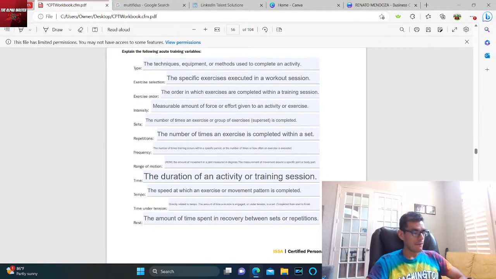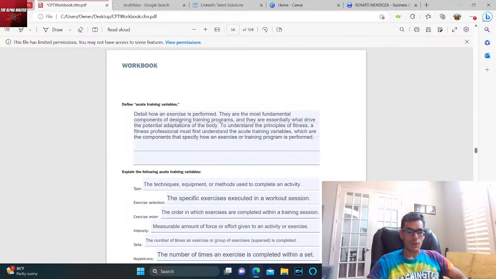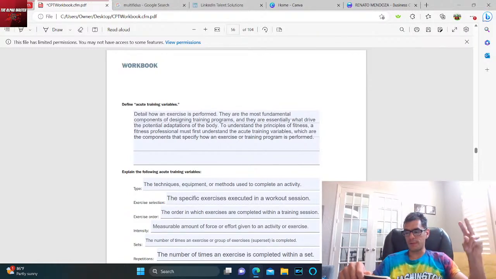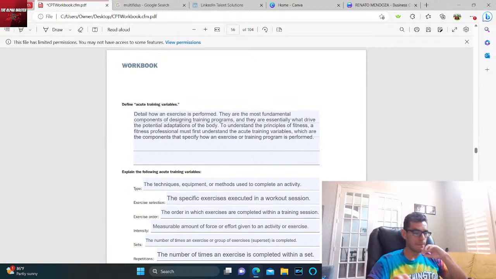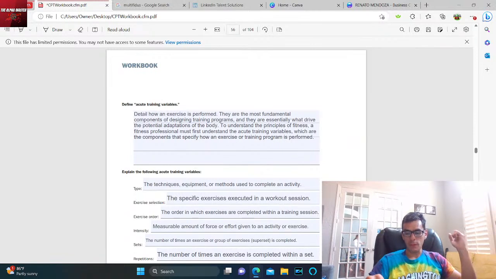Then you have the fitness program design. You have to learn all of those. You have the exercise periodization and the definition of overtraining. What is overtraining? Then you have the 5 Rs: range of motion, resistance, repetition, rest, and recovery. The training goal variables are strength, muscular endurance, hypertrophy, and power.